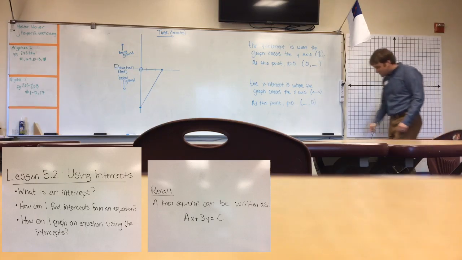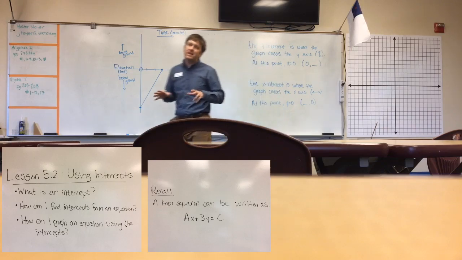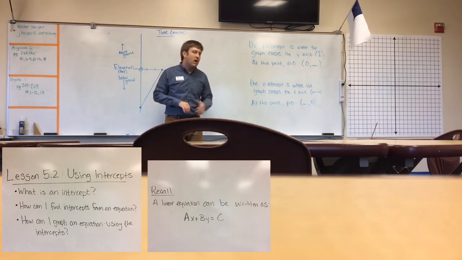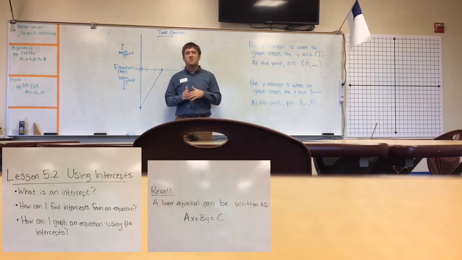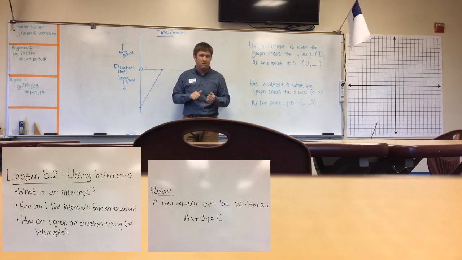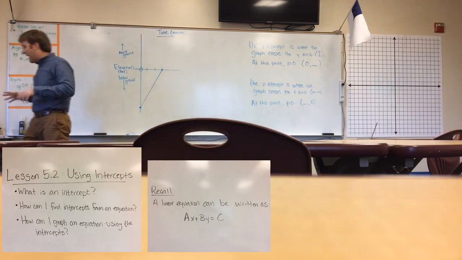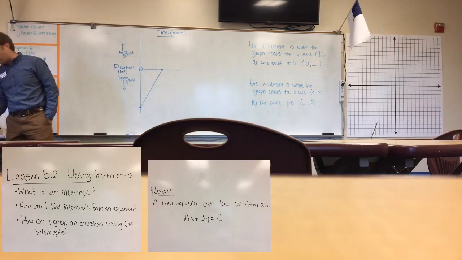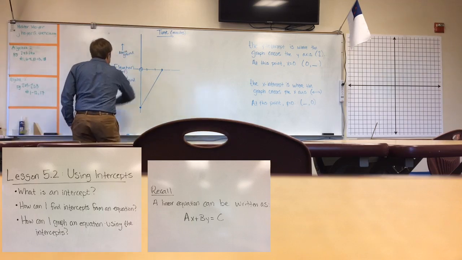All right? So that is defining the x-intercept and the y-intercept. Again, it's where the graph crosses the respective axis, and the opposite variable is 0 at that intercept. So for the x-intercept, y is 0. For the y-intercept, x is 0. Okay? So let's see how we can use this. All right? Let me erase these things.